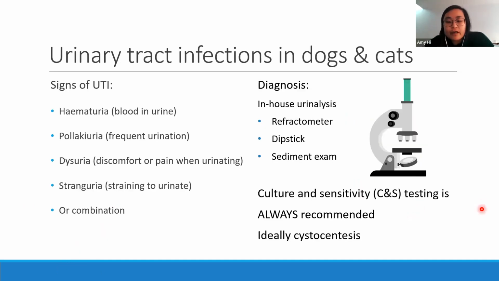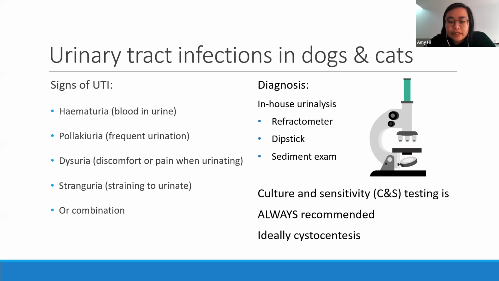Some patients with urinary tract infections present with hematuria, pollakiuria, dysuria, stranguria, or a combination of these clinical signs. The veterinarians will usually collect a urine sample and perform an in-house urinalysis test, which includes a dipstick test, a refractometer to determine USG, urine specific gravity, and a sediment exam, which involves looking under the microscope.